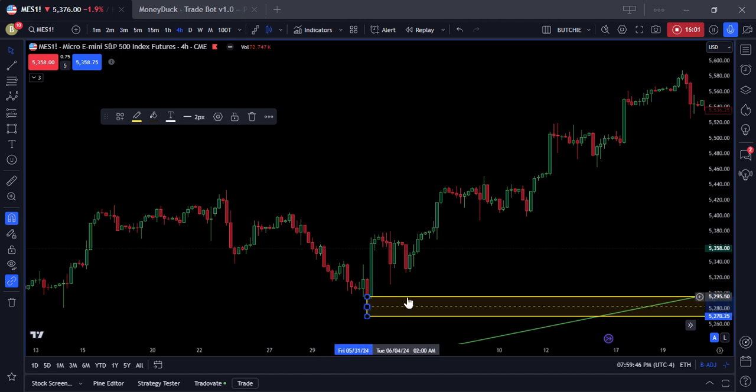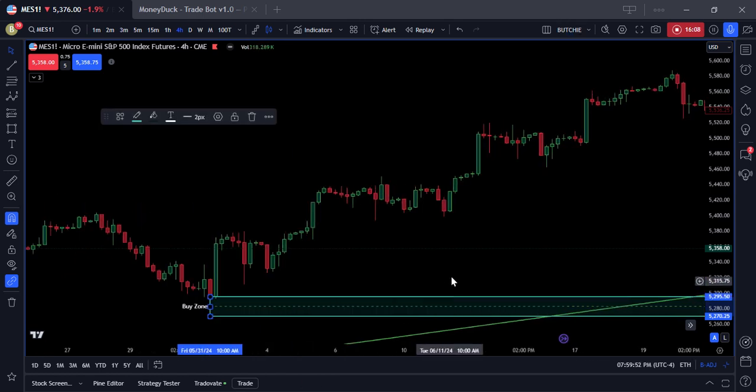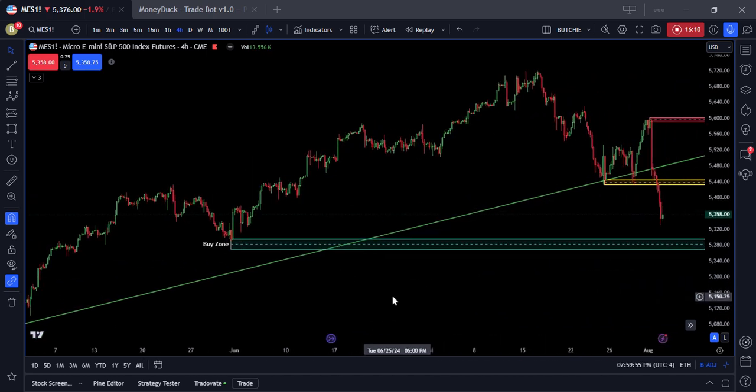It's a big wide zone. I don't like it when they're that wide, but we're going to just label this a buy zone. Again, it's a support zone. It's a buy zone. We're going to pull back in the chart.